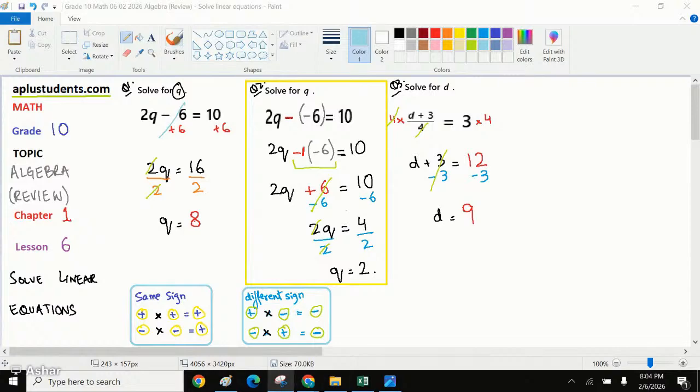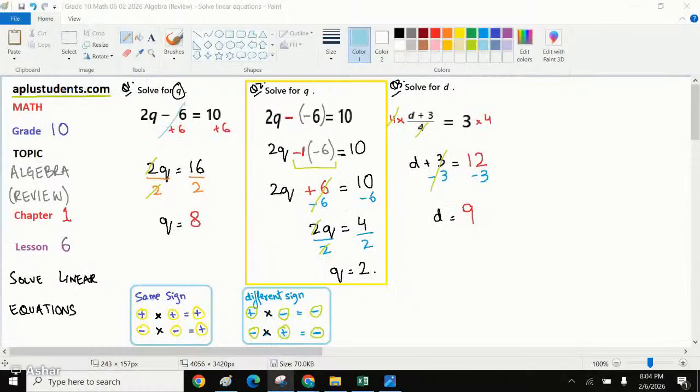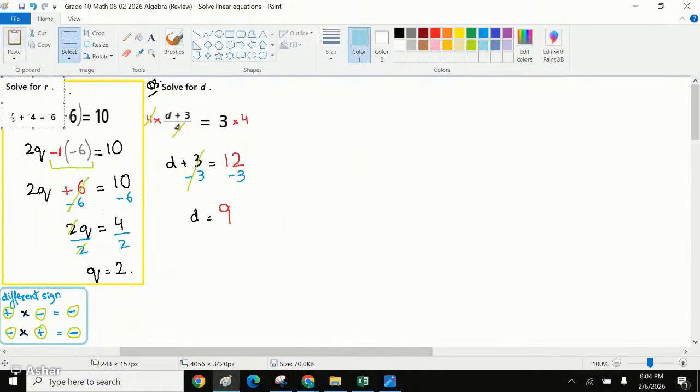If a fraction was given to us, let's see how this question can be done. Question number 4. I will just change one sign for this. Let this be 4 over here with this negative 6. This is our question number 4. So what we can see is R upon negative 3 plus 4 equals negative 6.